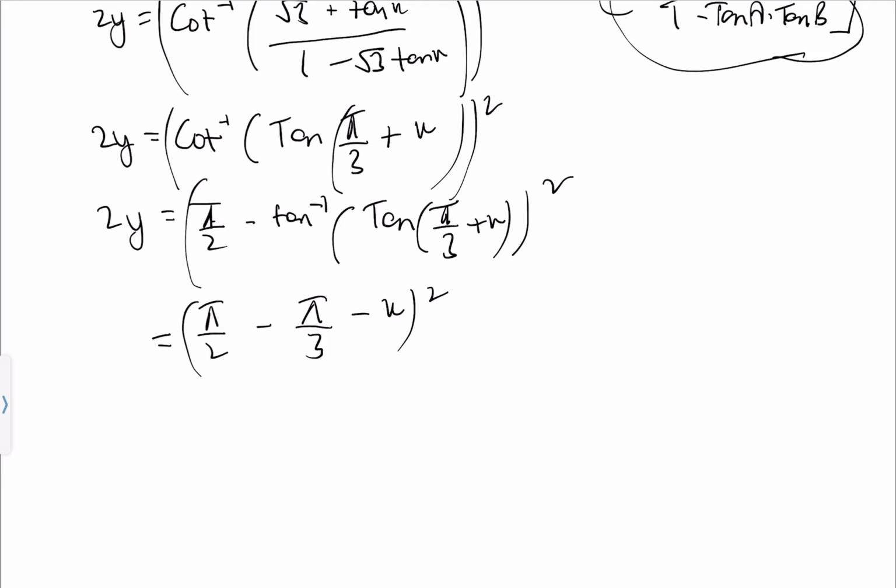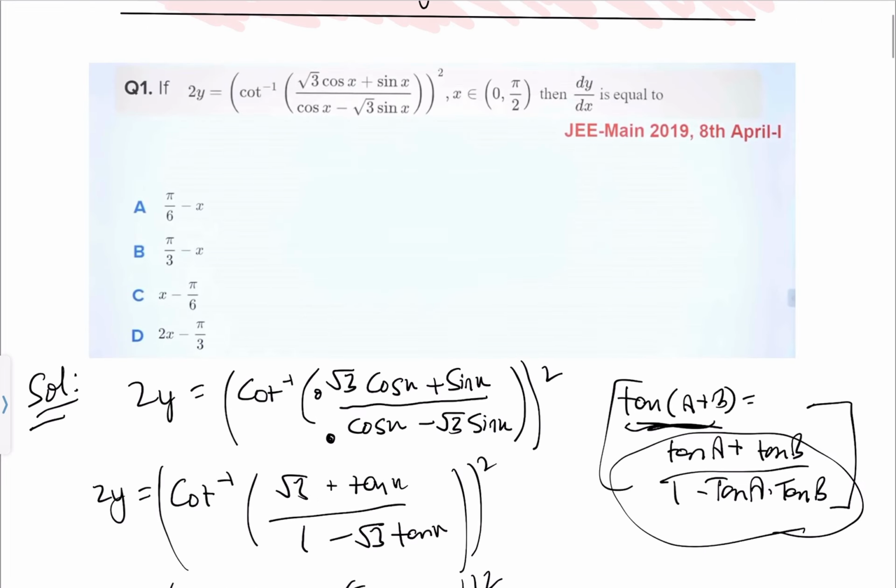Now it is equal to 2y. We take the LCM, and 3 minus 2 gives 2y equals to (pi by 6 minus x), whole square. And then what we need to find in this question is y dash.